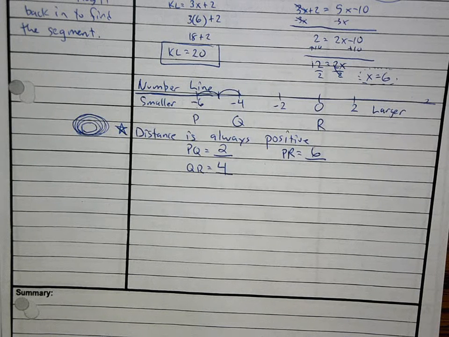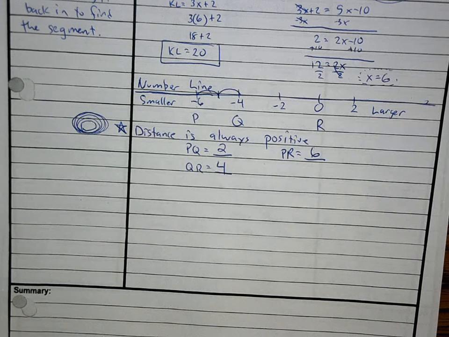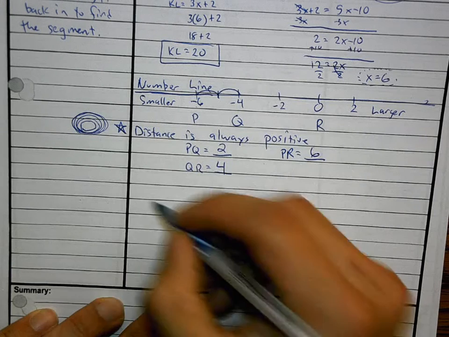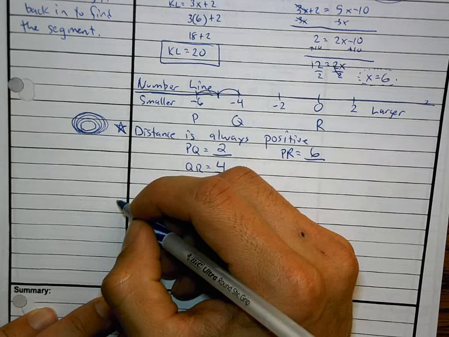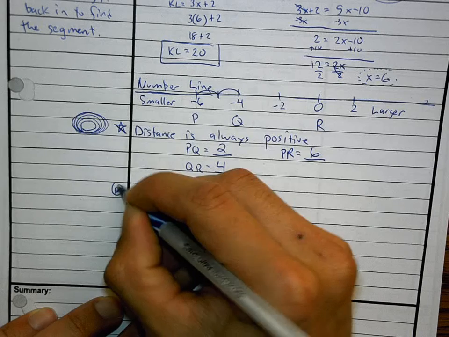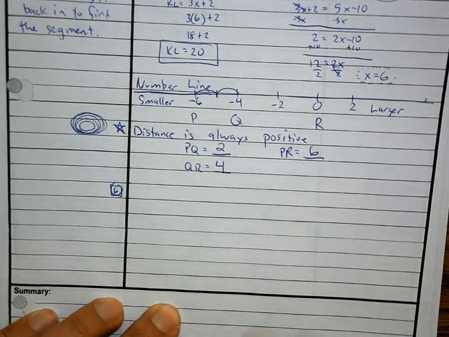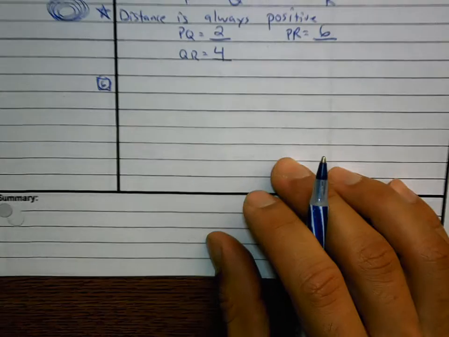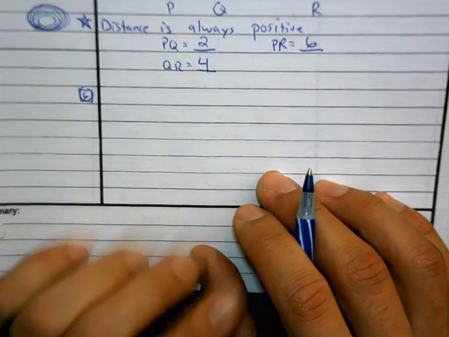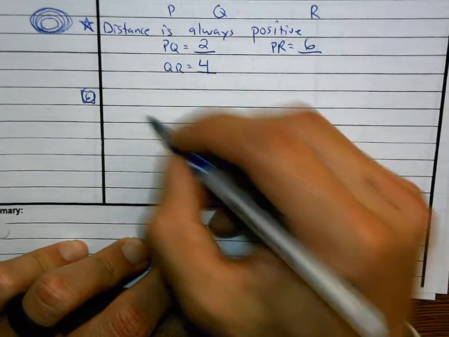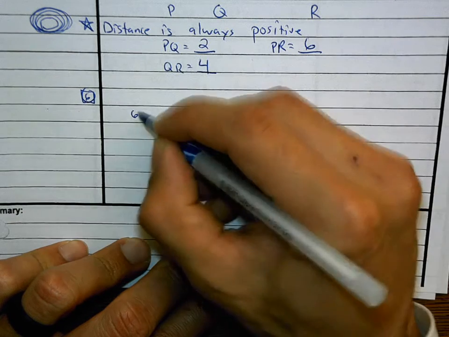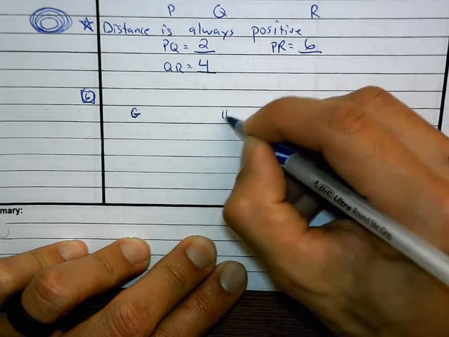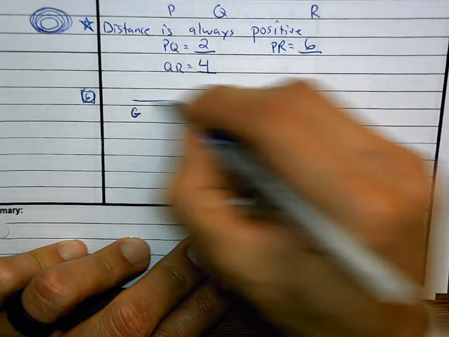Sometimes you're going to have to use a little bit of common sense. Let me show you a picture. This is like number 6. Number 6 has a picture and it says G, that's supposed to be a G, H, and I, like this.